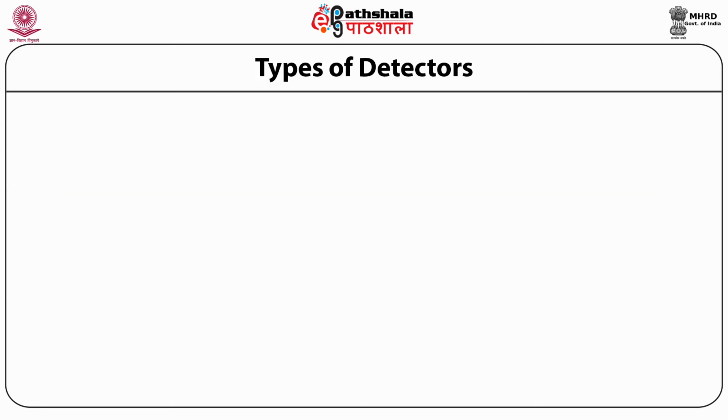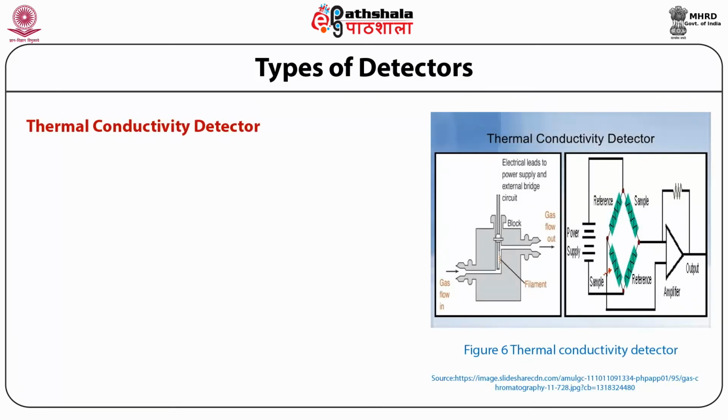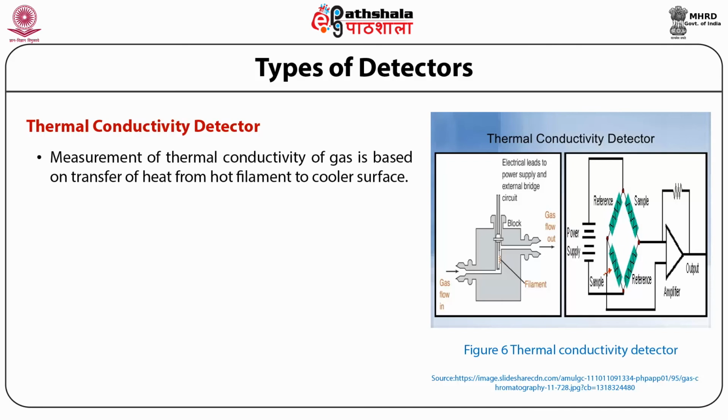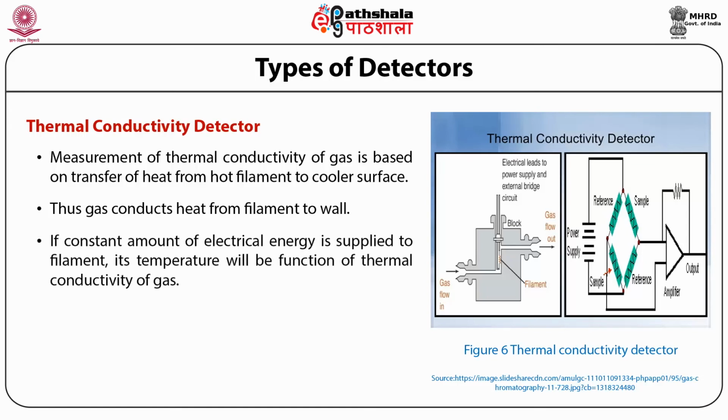Next type of detector is the thermal conductivity detector. The measurement of the thermal conductivity of a gas is based on the transfer of heat from a hot filament to a cooler surface. Thus, the gas conducts heat from the filament to the wall. If a constant amount of electric energy is supplied to the filament, its temperature will be a function of the thermal conductivity of the gas.